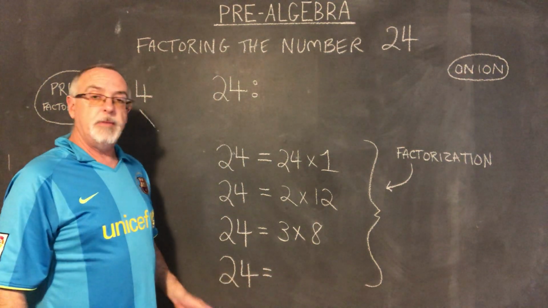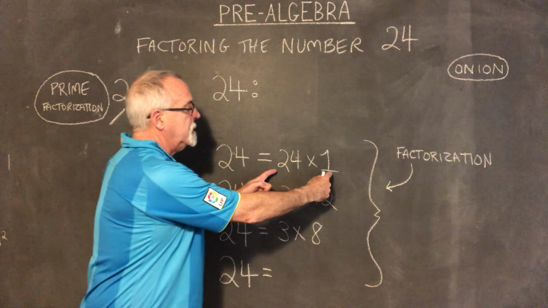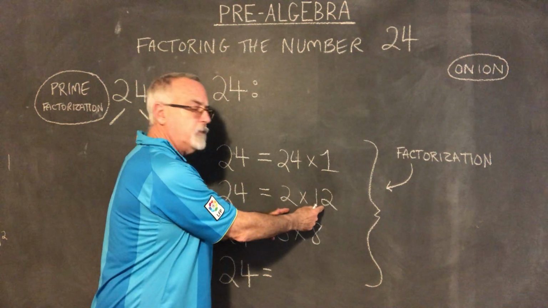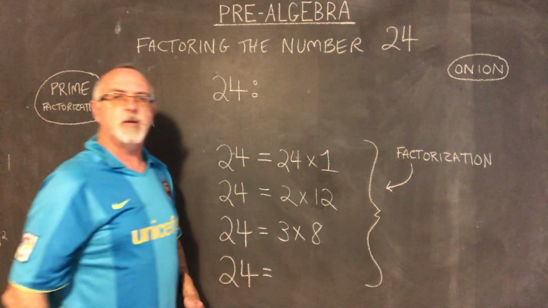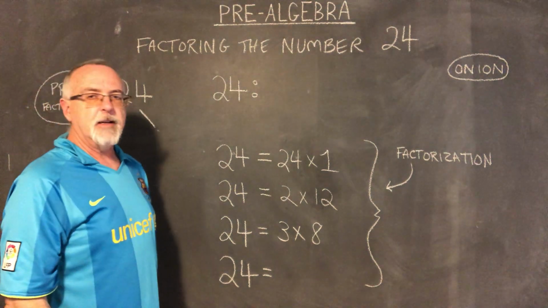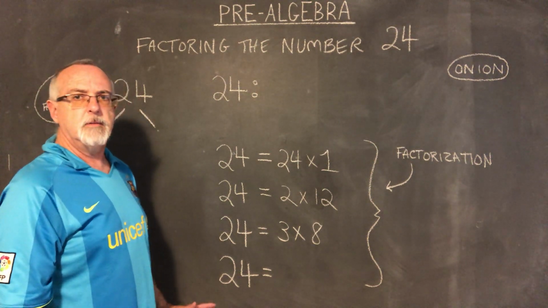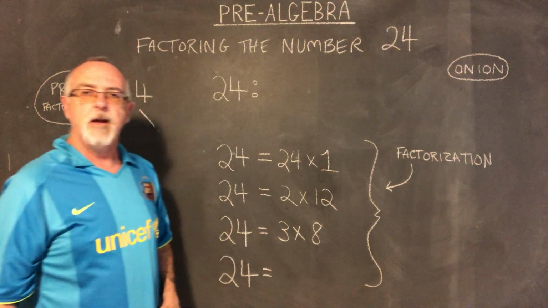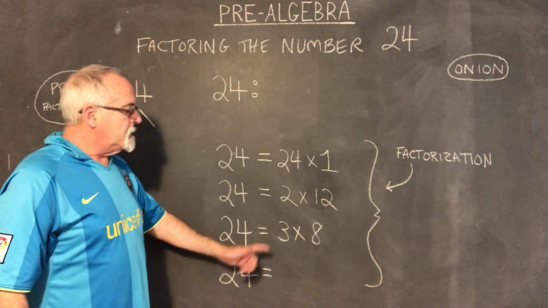There's only one more pair. You notice how the 1 and the 24 are really far apart, and 2 and 12 are actually closer together, and the 3 and 8 are also closer together than that. That kind of happens with factoring, but then we get into the layers of the onion thing, which I'm not talking about yet.